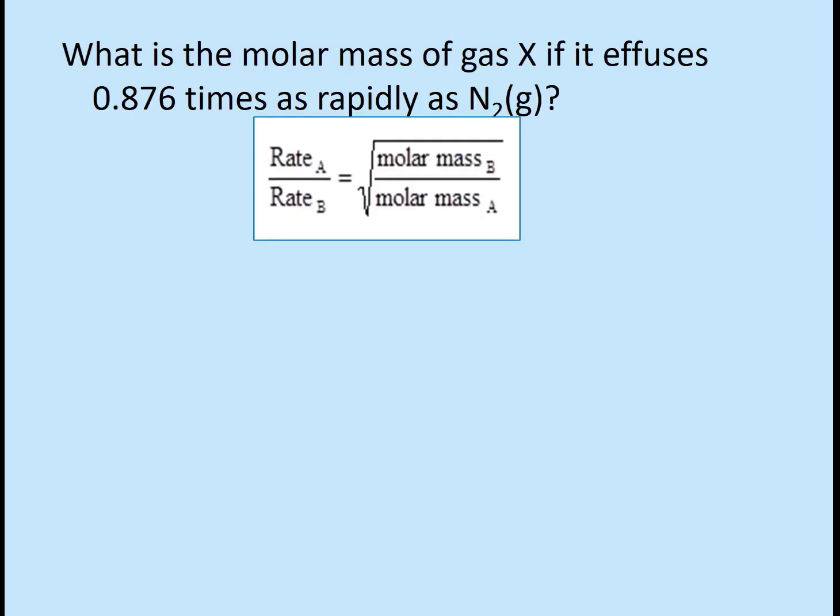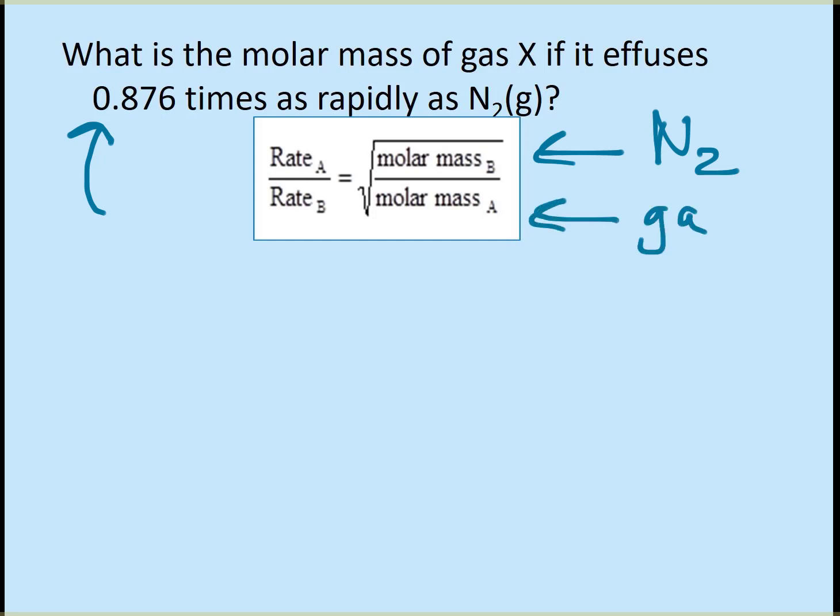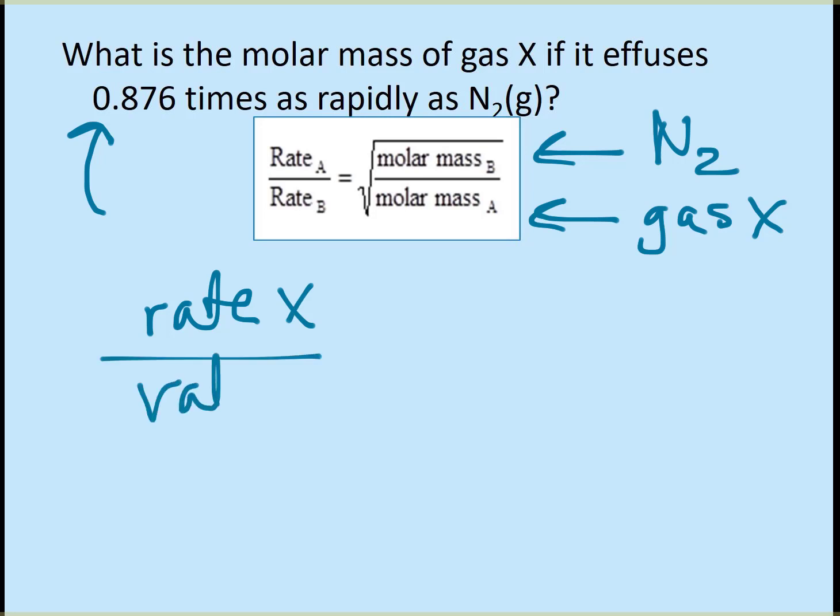All right, let's do one more problem. What is the molar mass of gas X if it diffuses 0.876 times as rapidly as N2? Now, this little decimal tells me something. That tells me that they put the N2 mass on the top because I didn't get a number above 1, I got a number below 1. So I'm going to put my gas X here and my N2 there at the top. So I have the rate of X compared to the rate of N2.